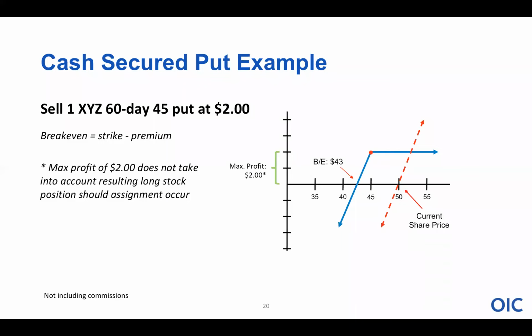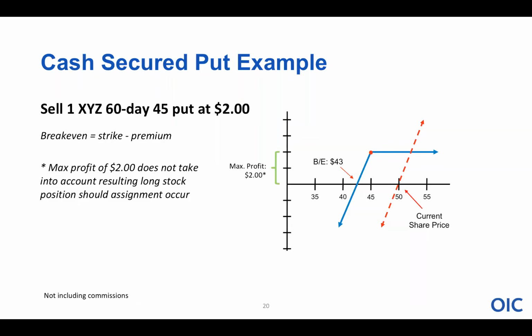So if you really want to get in the stock, you might have to purchase the shares higher than 45. Granted, any price that you paid for the stock, you'd be getting at a $2 discount because you took in $2, but keep in mind that assignment isn't guaranteed. So there is a risk that you might not get assigned on your short put.